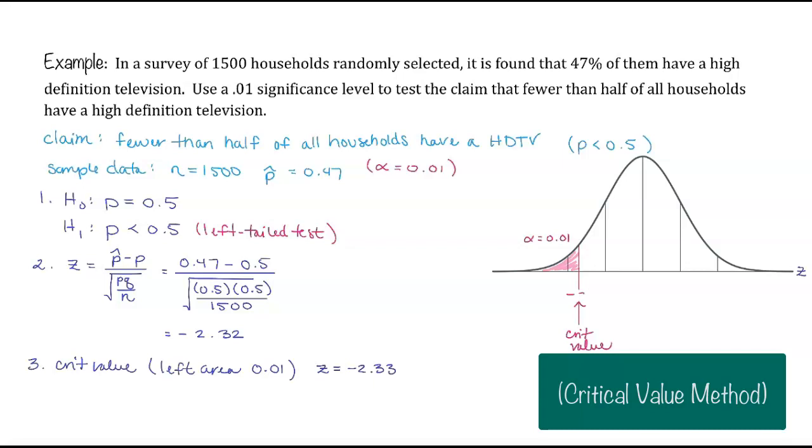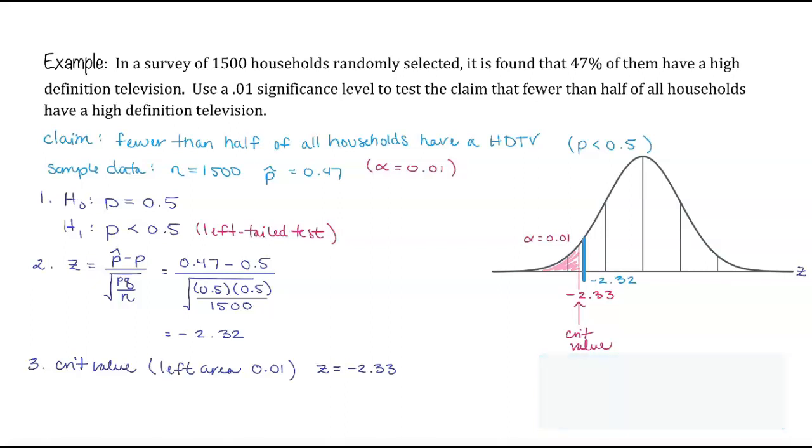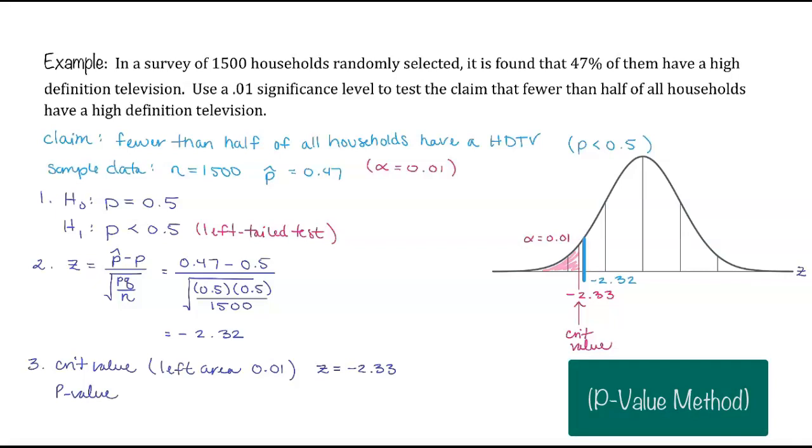Now that we know what this critical value is, notice that we can place our test statistic on the graph. The test statistic is negative 2.32, which is not quite as extreme as negative 2.33. So by comparing the critical value with the test statistic, we can see that we are not in the critical region and we will not reject the null. We could have instead calculated the p-value. Remember, these methods are equivalent.